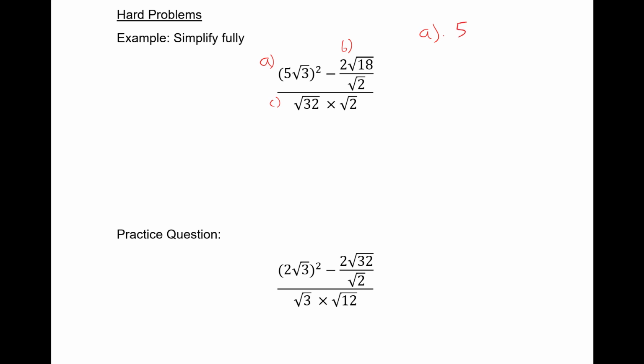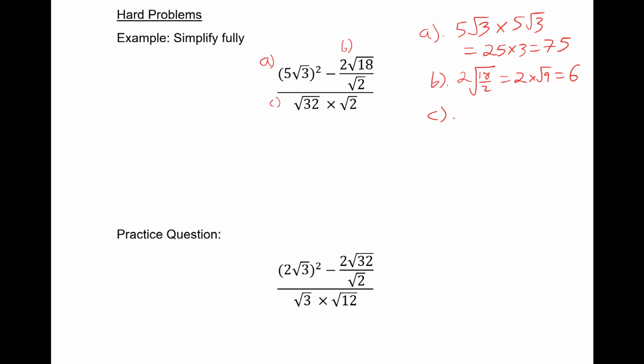I know that 5 root 3 squared is 5 root 3 times 5 root 3, which is the same as 25 times root 3 squared, which is 3, which gives me 75. I know that 2 root 18 over root 2 I can simplify into 2 root 18 over 2, which is 2 times root 9, which is 2 times 3, which is 6.